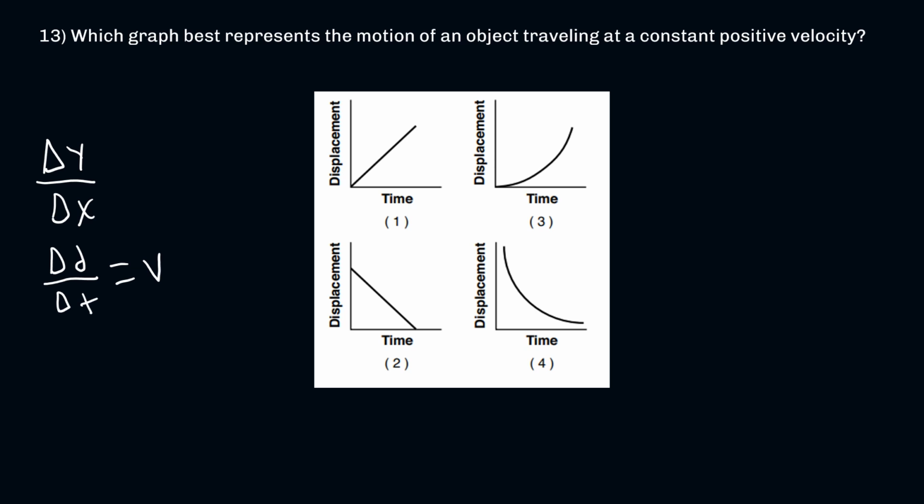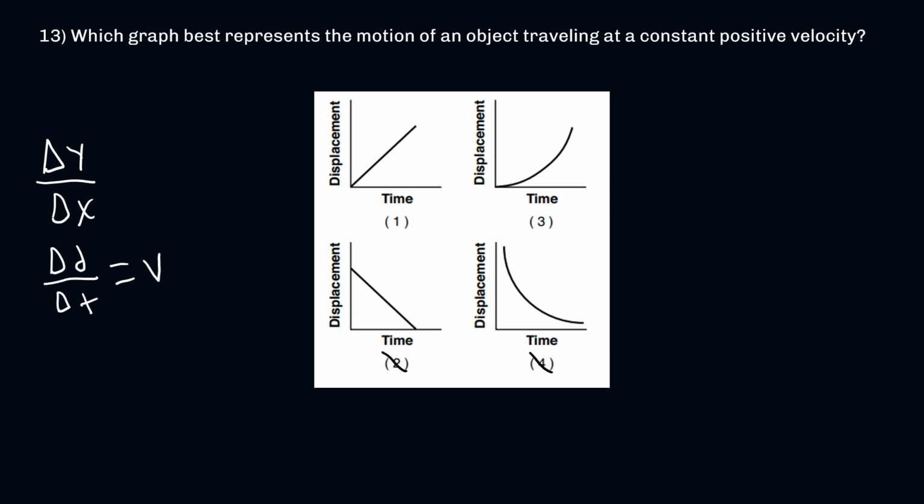The other thing here is that I want a positive velocity, so I want a positive slope. So two of my answers can already go away. 2 and 4 are both negative velocities because they both have negative slopes, so both of these are incorrect. If I want a constant positive velocity, that means I want my slope to be the same the entire time. I do not want it to change. Between the two answers that are left, 1 and 3, only answer choice 1 has a constant slope.